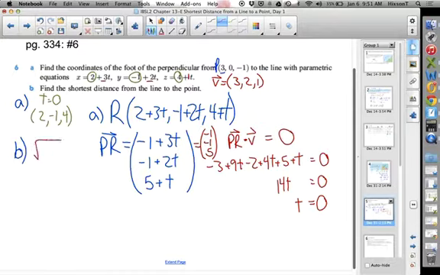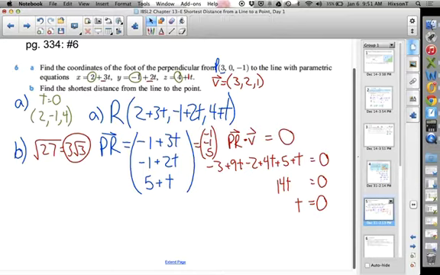So that's your shortest distance, 3 root 3. The foot of the perpendicular is 2, -1, 4. The shortest distance is 3 root 3. Okay? Is that pretty clear?